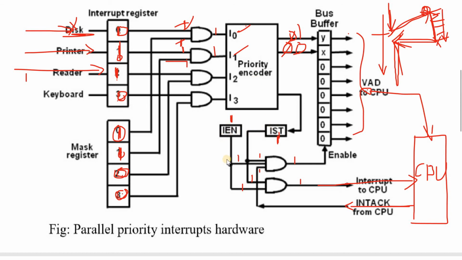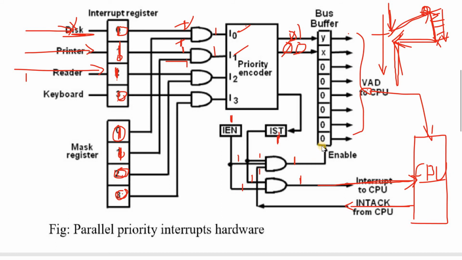With the help of IST and enable, this line and this line, this AND gate value equals 1. If the AND gate value equals 1, that particular request is requesting the service of the CPU. Until the CPU receives an interrupt signal and recognizes it, that interrupt is pending. If it is recognized, the CPU will respond through this interrupt acknowledgement signal. If it is logic 1, and the other two inputs are IST and IEN, the output equals 1.